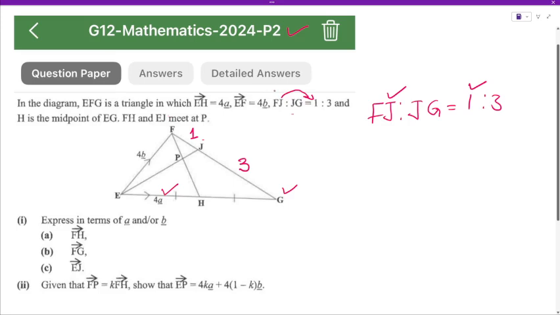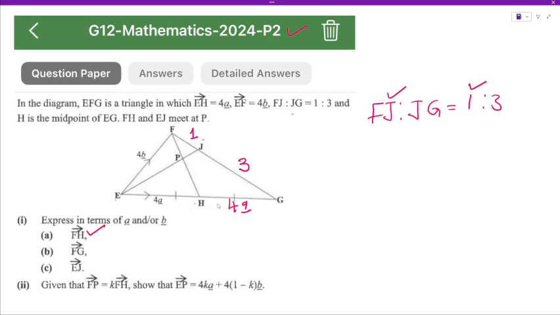And H is the midpoint of EG. Where is H? H is right there. It is the midpoint of EG. If it is a middle point, what you have there is what you should also have right there. So even here we're going to have 4 vector A. Since H is at the center, what you have there is what you should also have there.